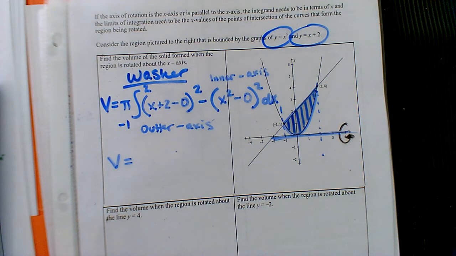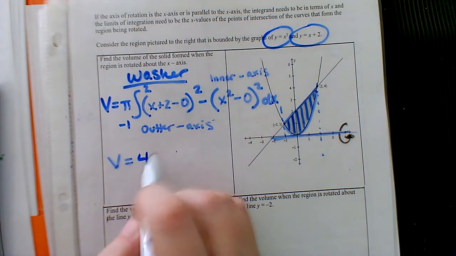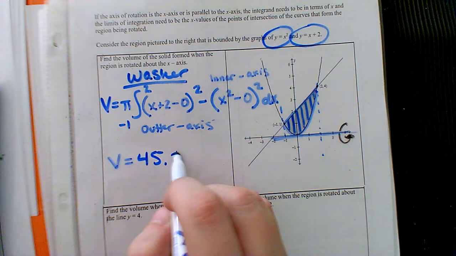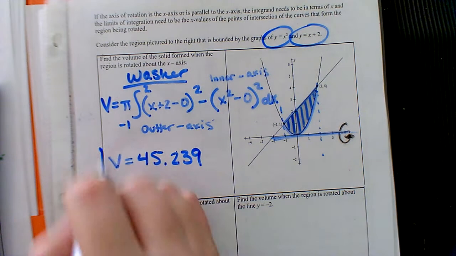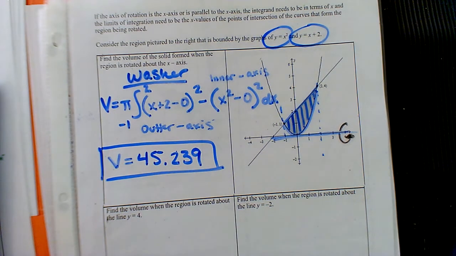Anybody get it? Good, Daniel? 45.239. 45 point what? 239, I like it. Can we get it, is the question.